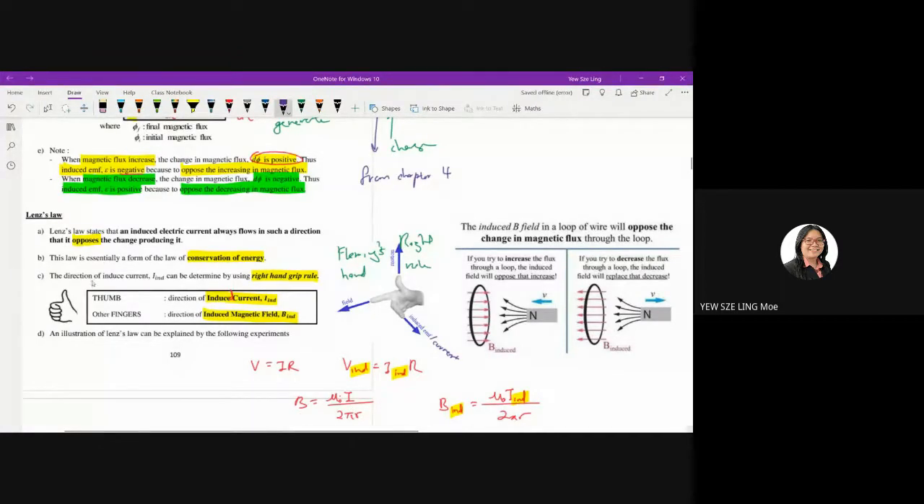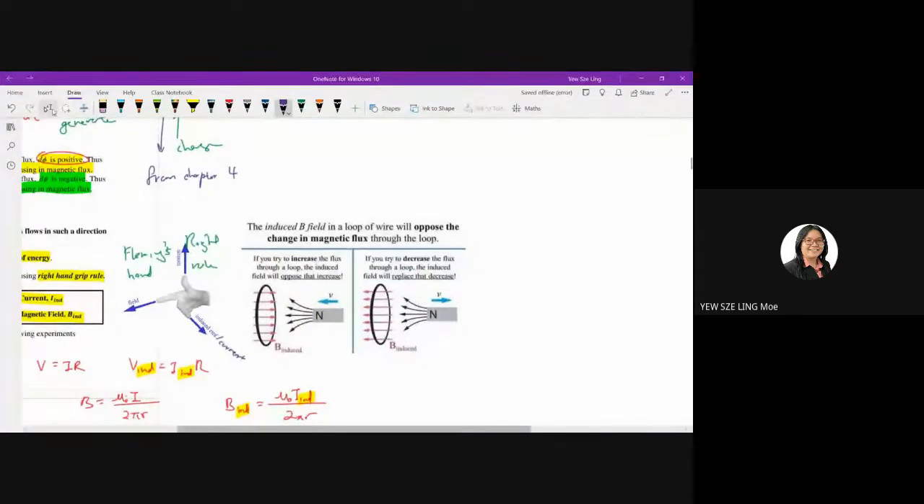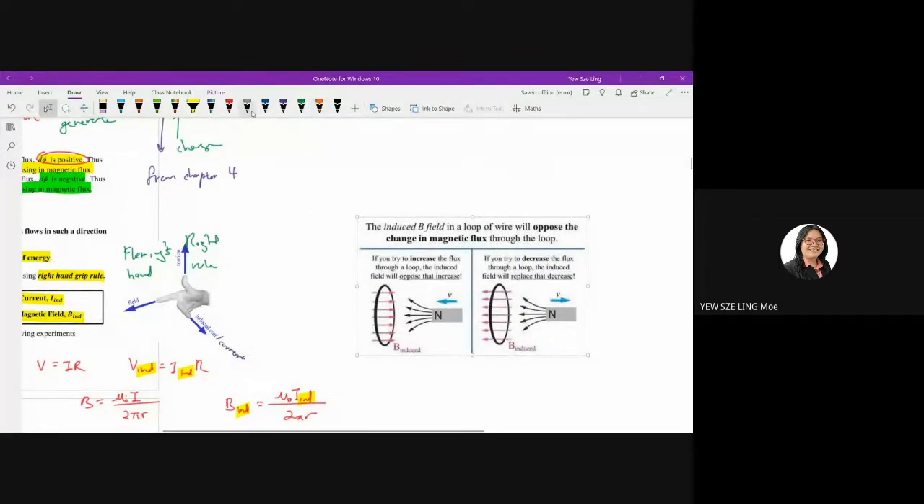If you want to use the right-hand grip rule, then you need to understand what is meant by induced magnetic field. Kalau nak guna right-hand grip rule, first thing apa yang kita kena tahu? Kita kena tahu arah induced magnetic field. So this diagram is not in your books. Okay, if you want to write it down, you may write it down.